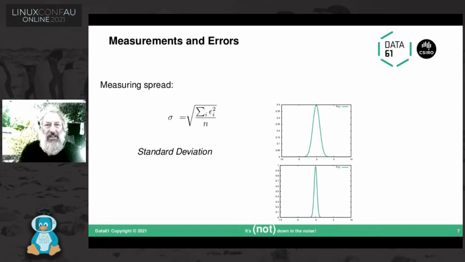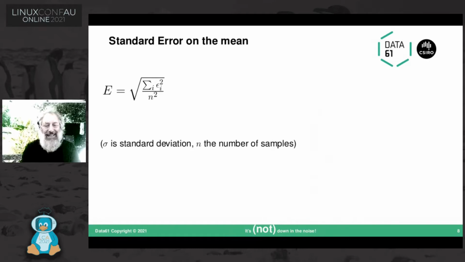For this standard deviation, we don't normally know what the errors are because we don't know the true value of V. So we usually approximate each error as the measurement minus the mean, which is the estimate of the value that we've got. That makes things a bit difficult, and you've got to do some more statistics. Before I talk about that, I want to talk about one other thing, which is the standard error on the mean.